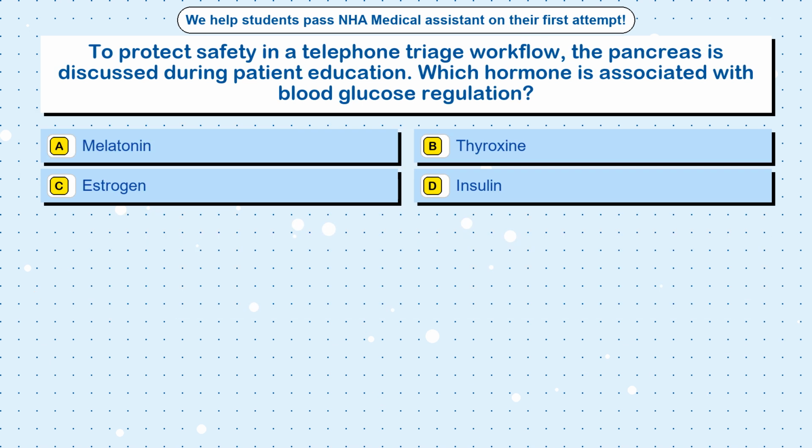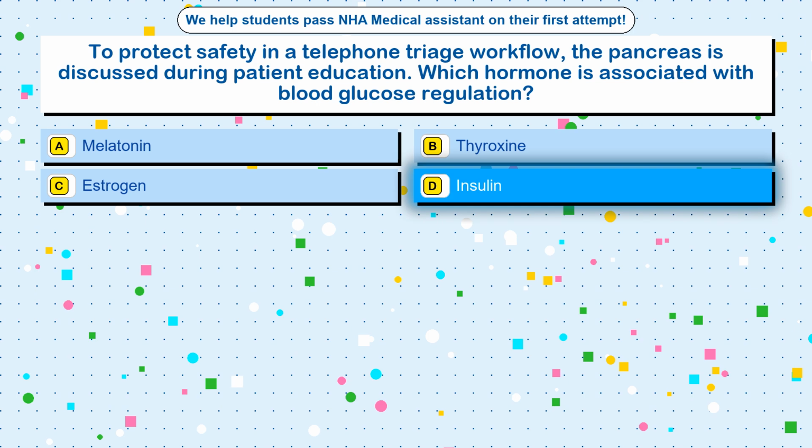Question 83. To protect safety in a telephone triage workflow, the pancreas is discussed during patient education. Which hormone is associated with blood glucose regulation? Option A. Melatonin. Option B. Thyroxine. Option C. Estrogen. Option D. Insulin. The correct answer is option D.